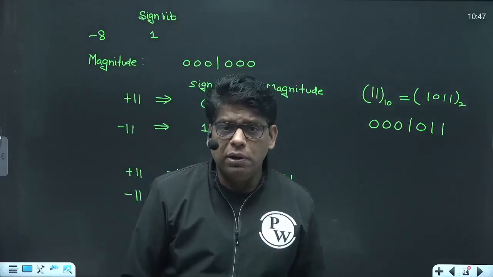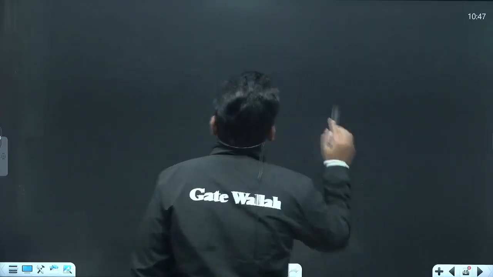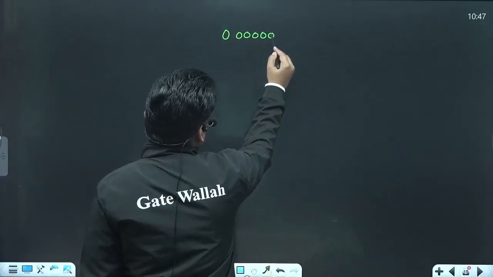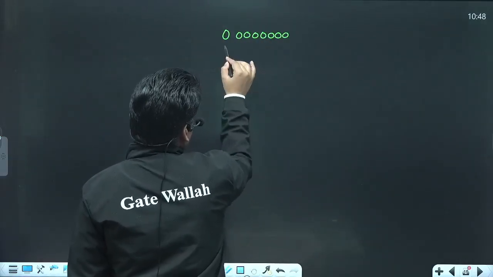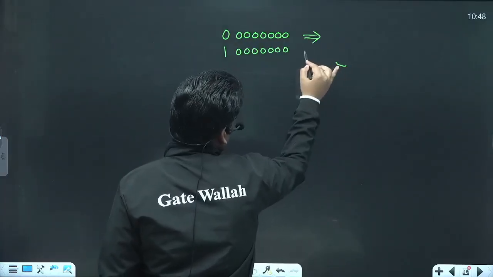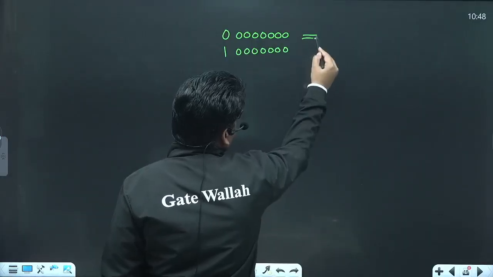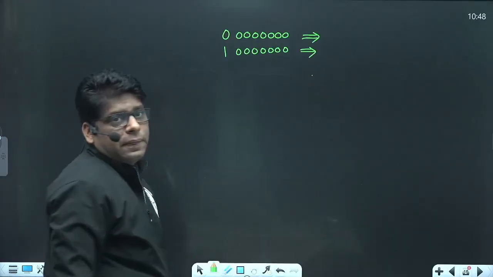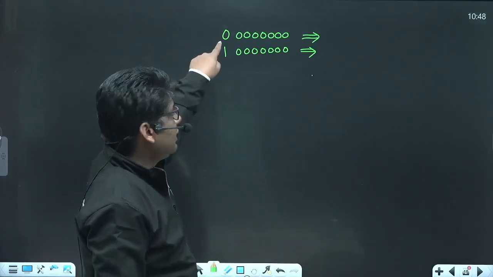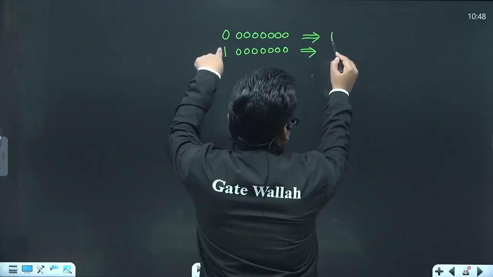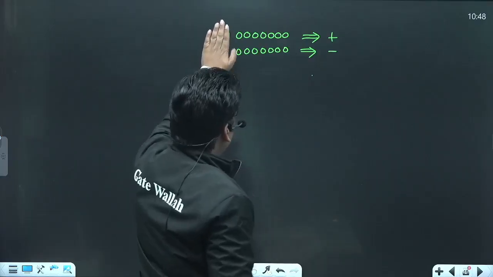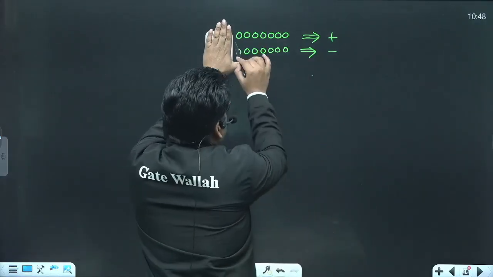There is only one problem. Sir, what is that problem? If I ask you that in 8 bits, if I write something like this, what is this number? For the computer, how does it evaluate? First, it will check the sign bit. Because the sign bit is 0, it says it is plus. Here, because the sign bit is 1, it says it is negative. Now coming to magnitude, all are 0.